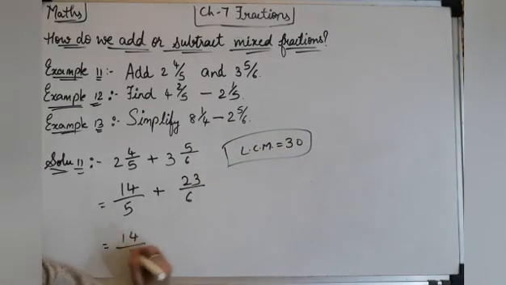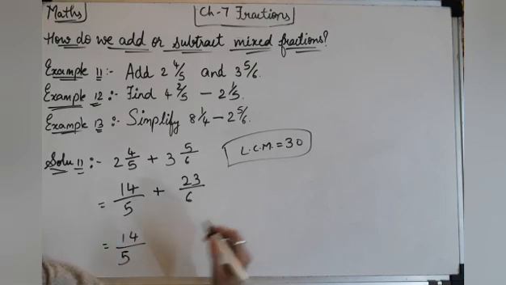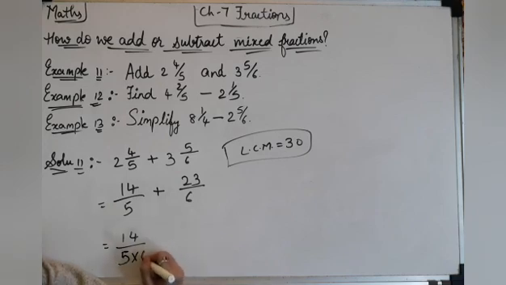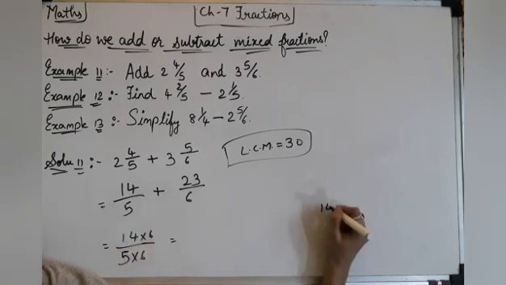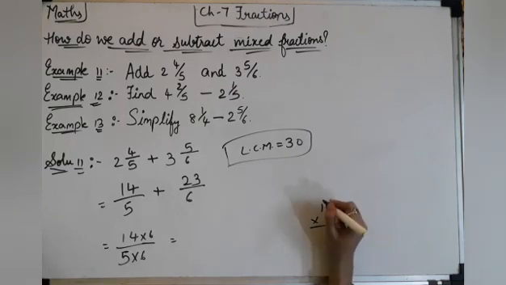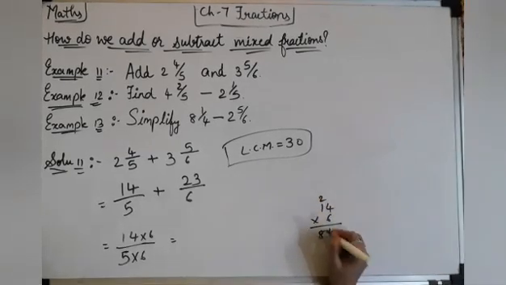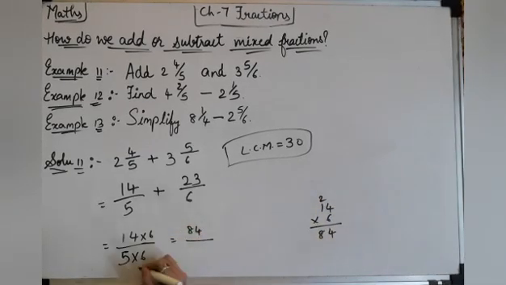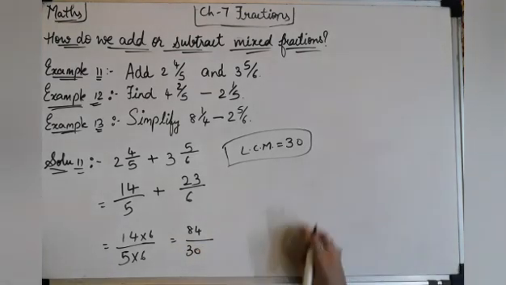So 14 upon 5. By which number will I multiply 5 so that I get 30? I will multiply by 6. So in the numerator also I will multiply by 6. So I will get the answer 14 times 6. If you do not know, you can multiply. 6 4s are 24. 6 1s are 6, 7, 8, 84. So 84 upon 5 6s are 30. Okay.